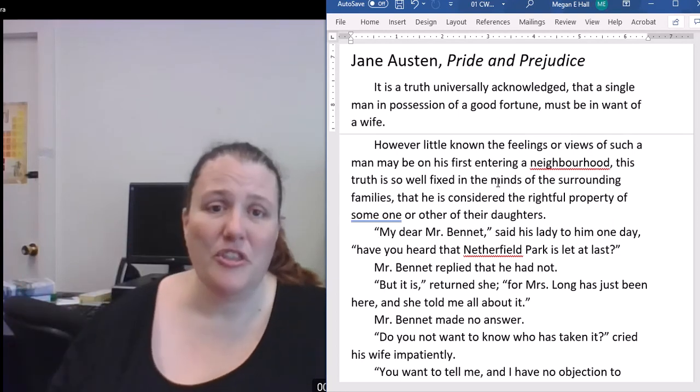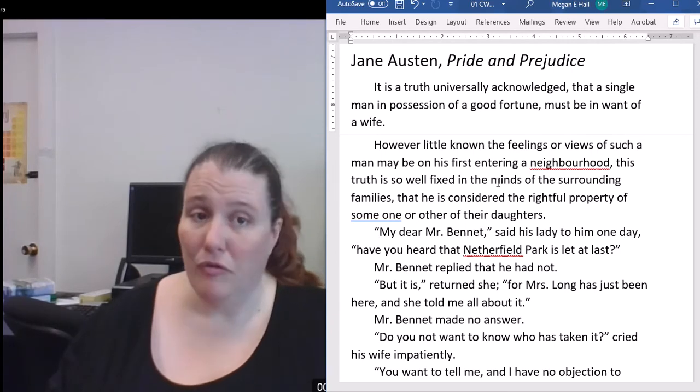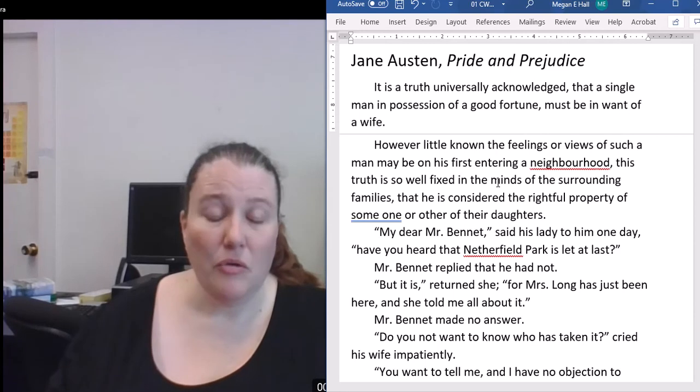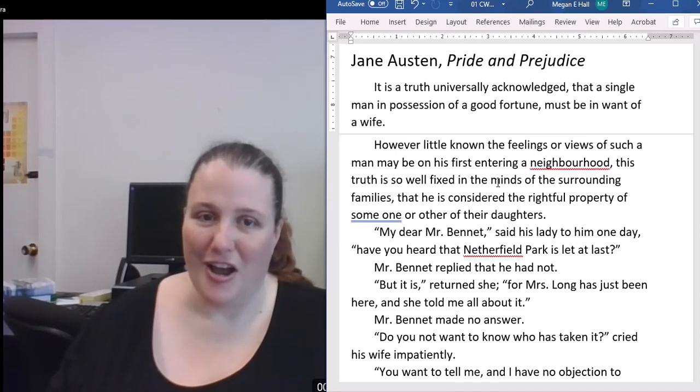It is a truth universally acknowledged that a single man in possession of good fortune must be in want of a wife. However little known the feelings or views of such a man may be on his first entering a neighborhood, this truth is so well fixed in the minds of surrounding families that he is considered the rightful property of someone or other of their daughters.